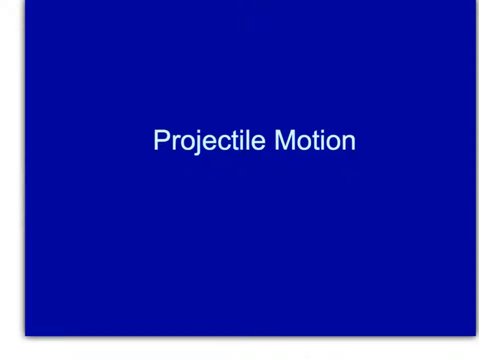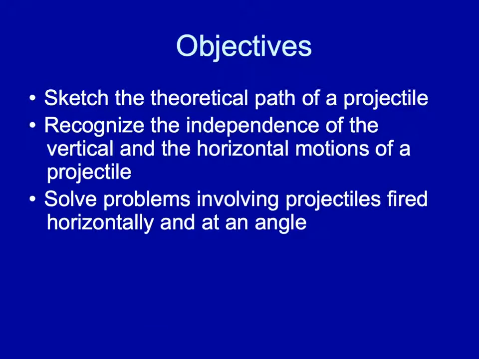Okay, now let's do a little projectile motion with math. Let's do the math that goes with it. So now our objectives are going to be to sketch the theoretical path of a projectile, recognize the independence of the vertical and horizontal motion, and also solve problems involving projectiles fired both horizontally, which is a cliff problem, and also at an angle.